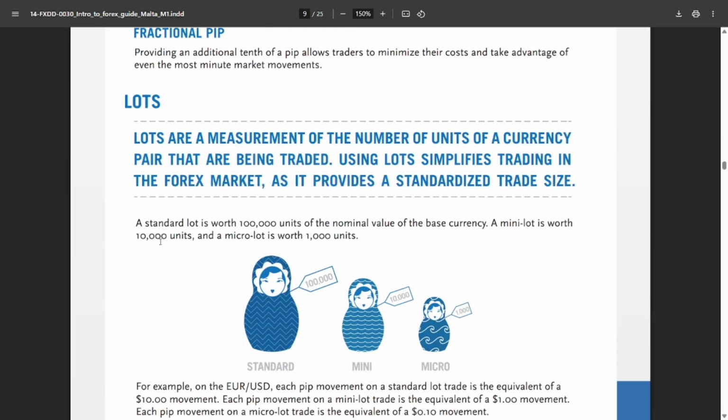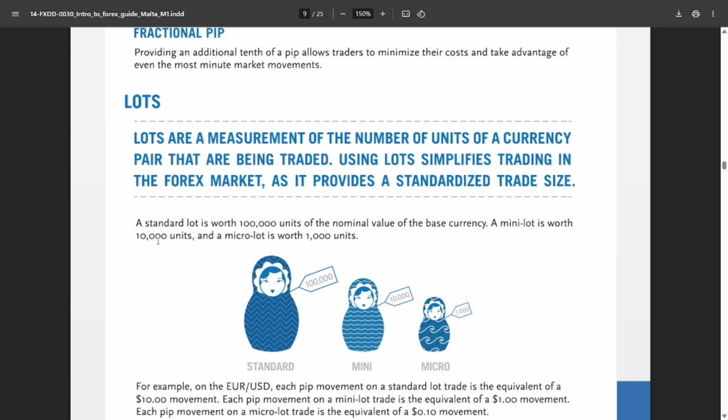What is lots? Lots are a measurement of the number of units of currency pairs that are being traded. Using lots simplifies trading in the Forex market as it provides a standardized trade size. What is a standard trade size? A standard lot is worth 100,000 units of a nominal value of a base currency. A mini lot is worth 10,000 units, and a micro lot is worth 1,000 units.